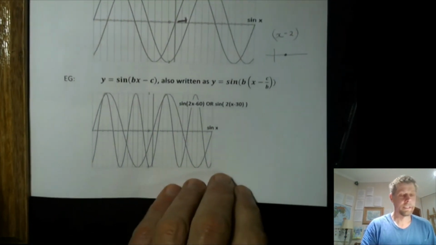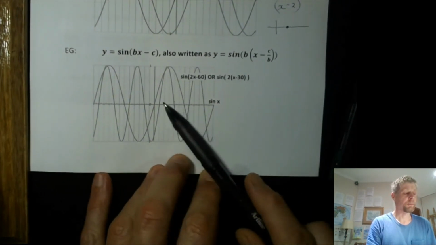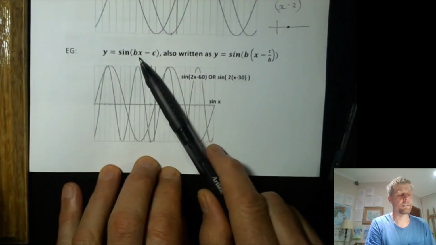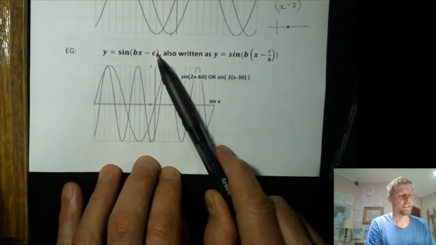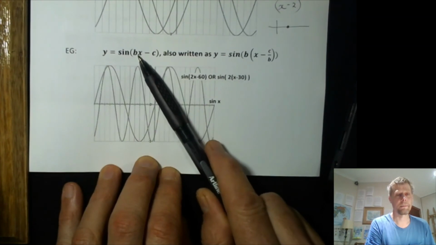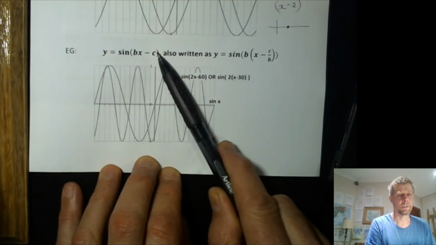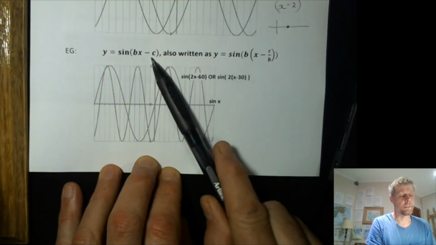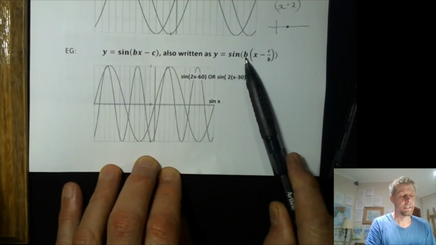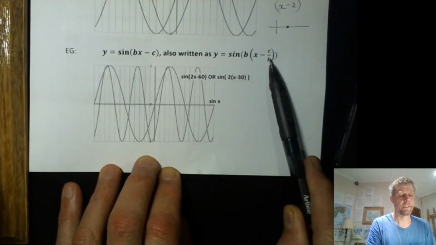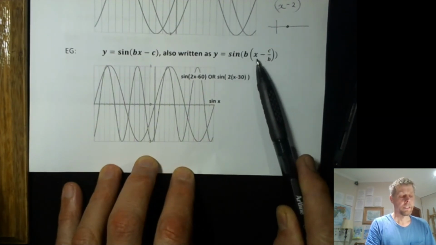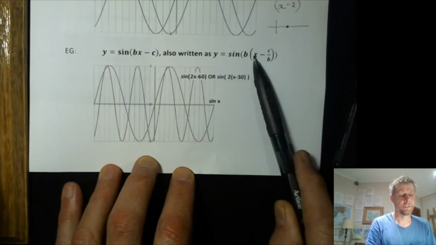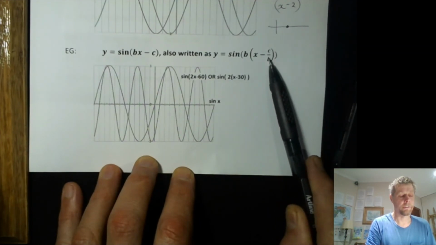Now here's a little bit more complicated one. What about y equals sine of bx minus c? So we see we tightened it up. It's going faster, and it's also got a constant here. What I would suggest you do in a case like this is rather write it as sine of b times x minus c over b. Now you can see the whole thing is tightened up. And what is it shifted by? Well, it's shifted by c over b.